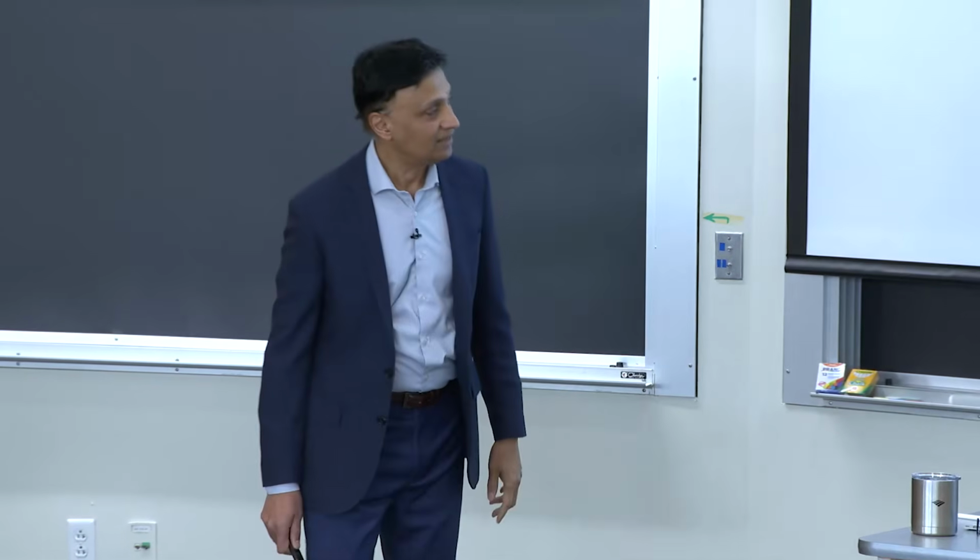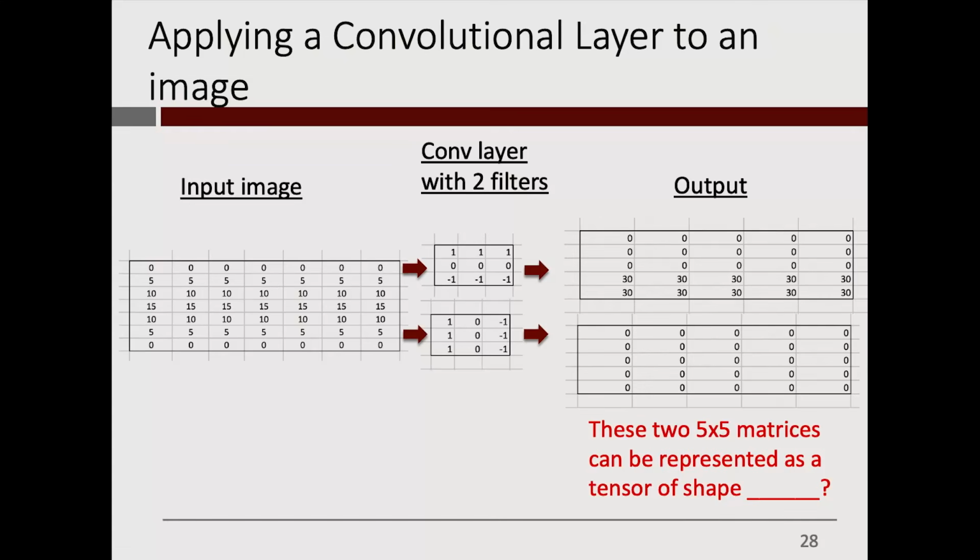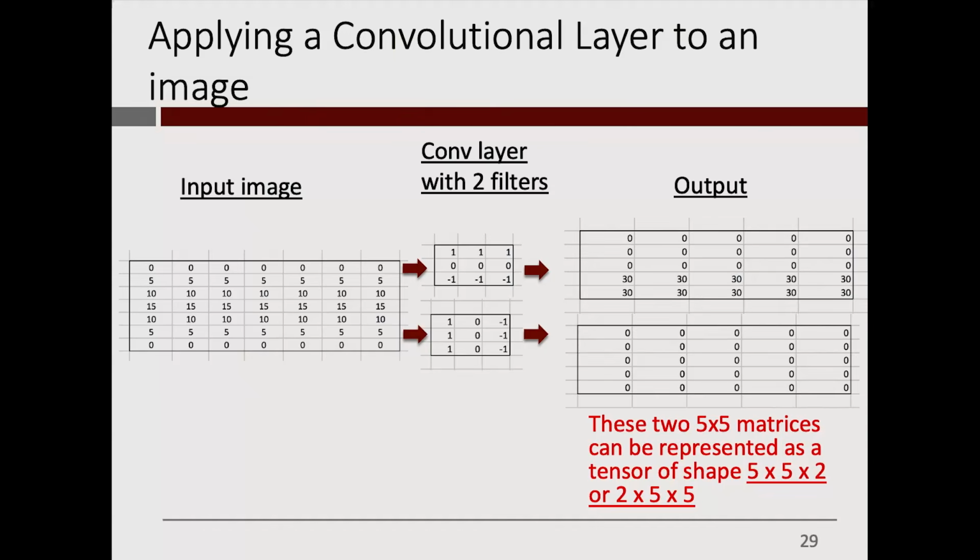Louder, please. It's a tensor. Thank you. It's a tensor. And so these two 5x5 matrices can be represented as a tensor of what shape? And there are two right answers. 5 by 5 by 2, correct. So you can either think of it as 5 by 5 times 2 or 2 times 5 by 5. They're both fine. Which one you go with actually ends up being a matter of convention.